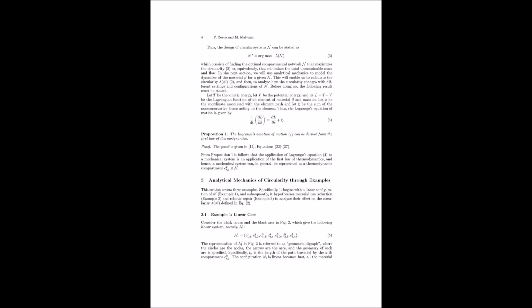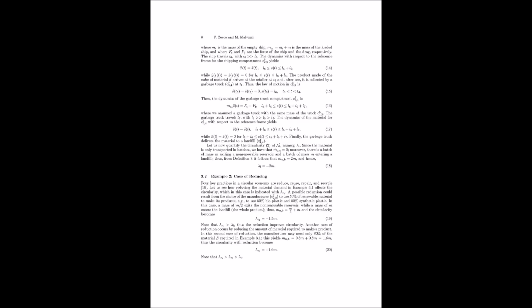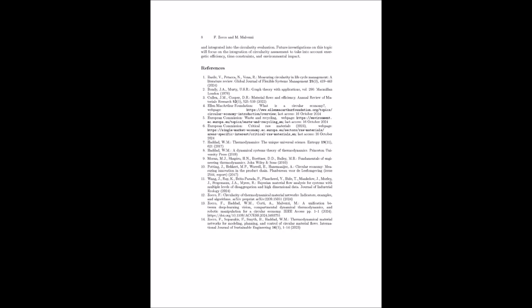Okay. So we left off talking about the linear system example, which served as our baseline with its pretty dismal circularity score. Right, because all of that material ended up in the landfill. It highlighted the need for more sustainable approaches. And the next example in the paper focuses on reducing material demand, right? Exactly. And they explore two scenarios within this example. The first one involves incorporating renewable materials into the production process. So imagine, for instance, that the manufacturer starts using 50% bio-based plastic instead of relying solely on traditional, non-renewable plastic.